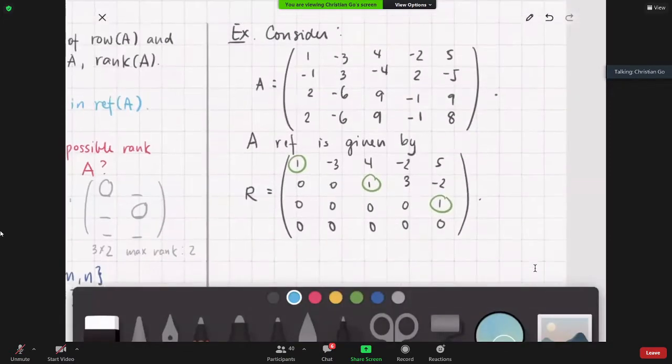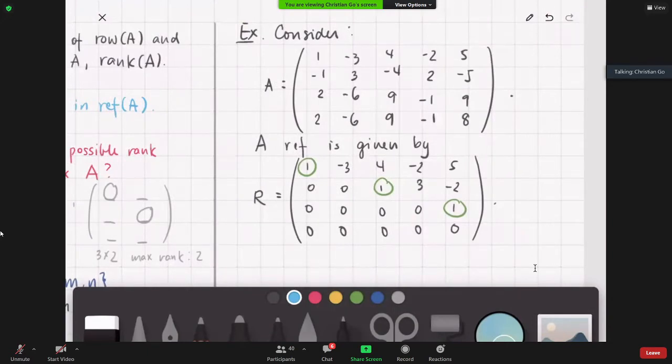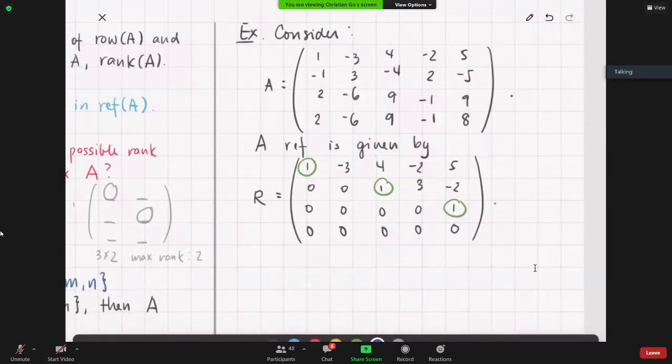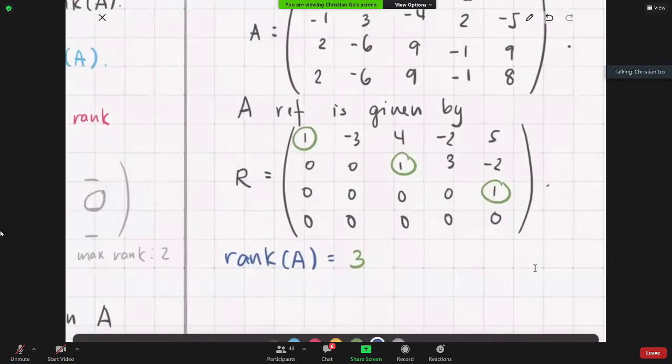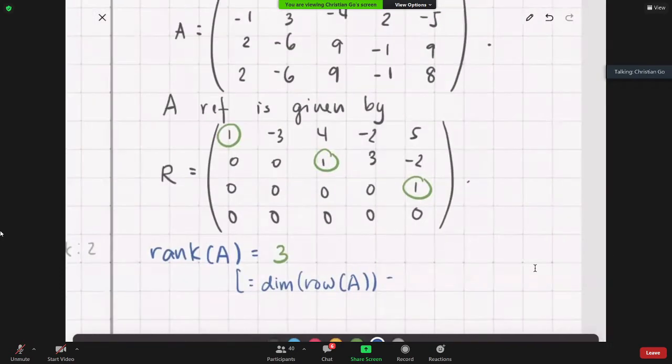This is the previous matrix that we saw, right? We just explored the row space, column space. I've circled the 3 leading entries. So let's just write it out. In this case, the rank of A is just count the number of leading entries, 3. And if I really want to check, this has to be equal to the dimension of the row space of A, as well as the dimension of the column space of A. They're both 3.